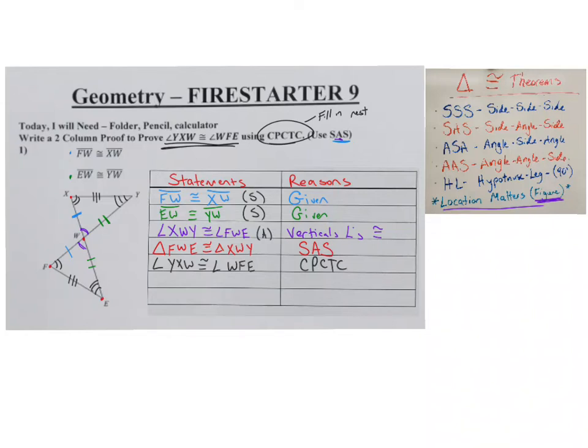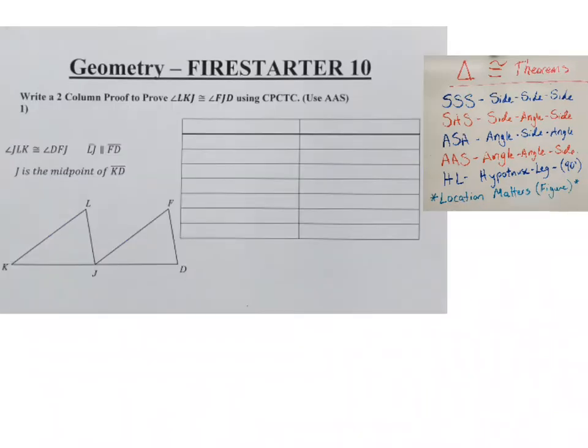You also, if I didn't tell you that, you could have said FE is congruent to XY. You could have said angle WEF is congruent to angle XYW. Alright, that's it for Firestarter 9. Number 10, we did it in class.